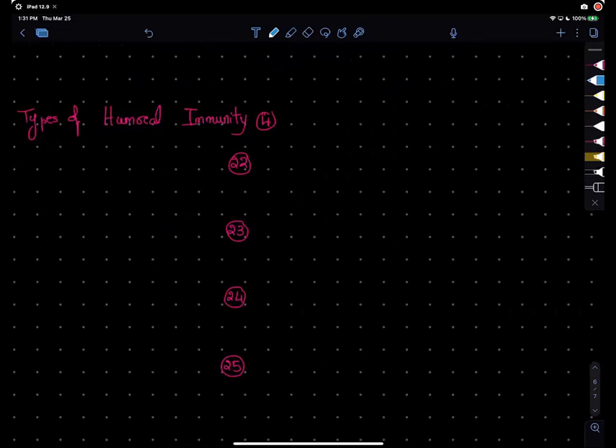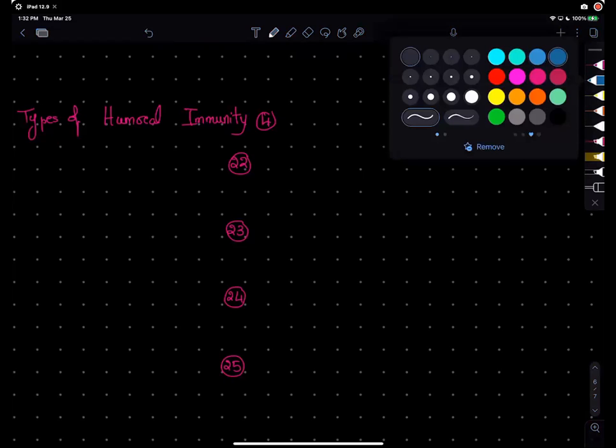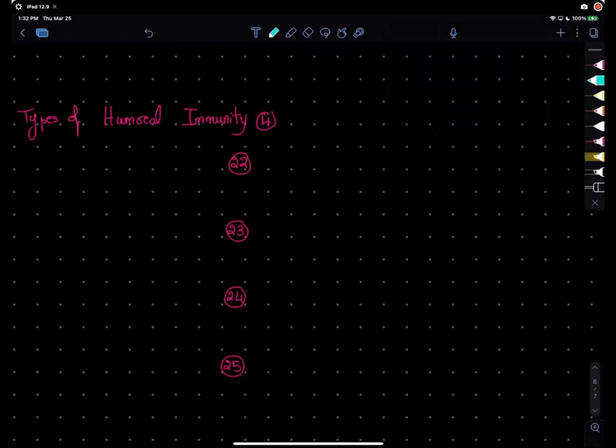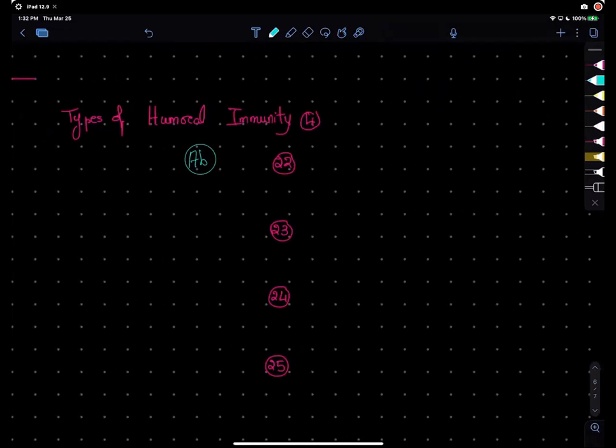All right, so how can I get antibodies? What are the different possible ways by which I can get antibodies? Or in other words, to get a humoral immunity. We have four types of humoral immunity. What are those four types? What are the possible ways by which you can get antibodies?